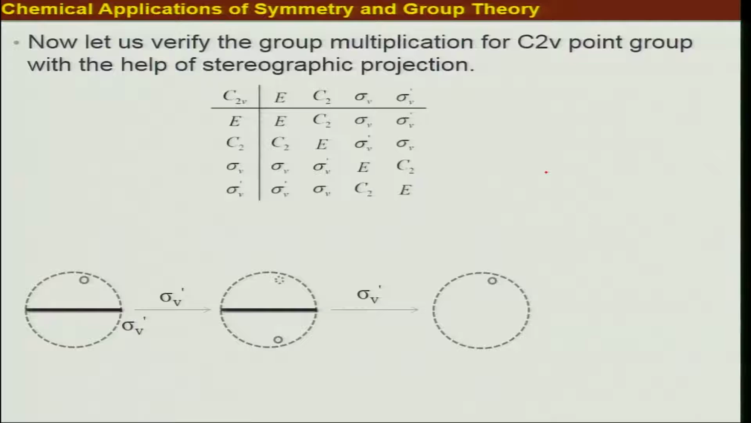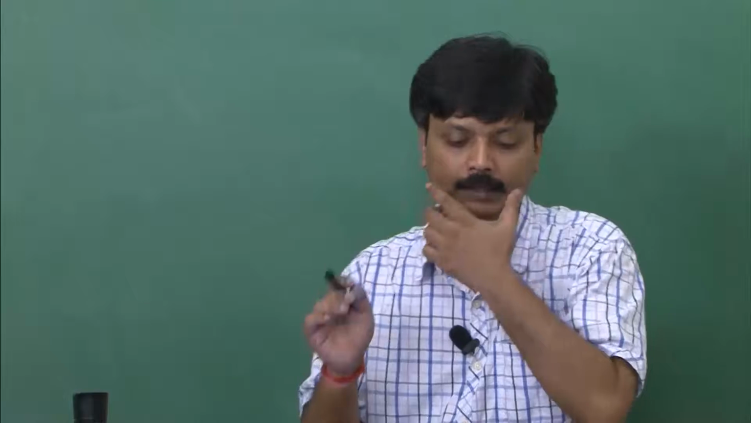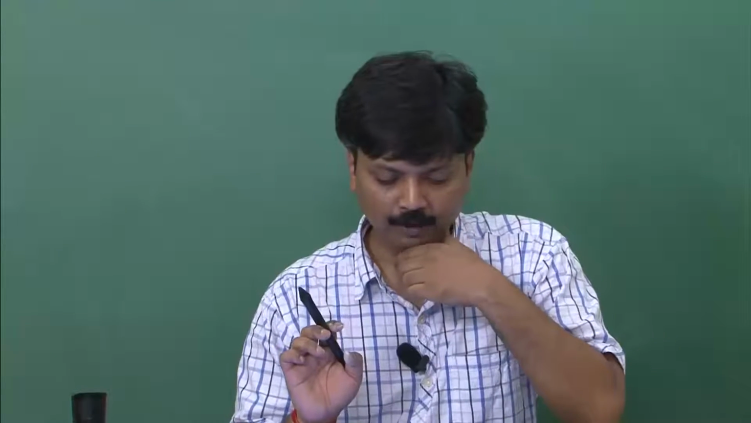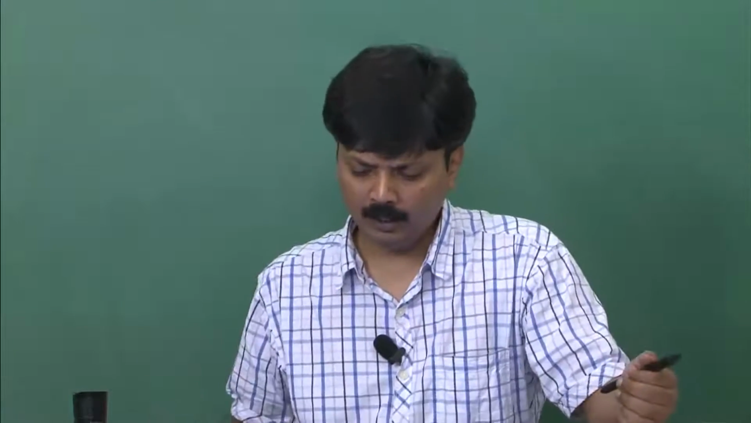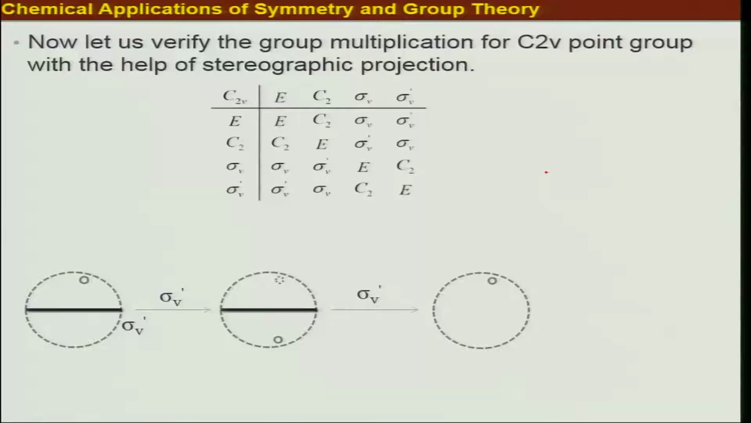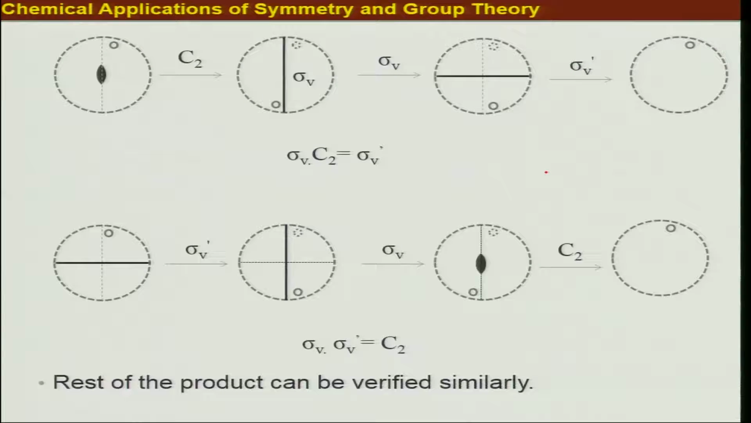So, using stereographic projection you can actually find the group multiplication table. Okay. So, they are all interlinked, you can see that. So, now we will try to verify what will be the effect of doing these successive operations.